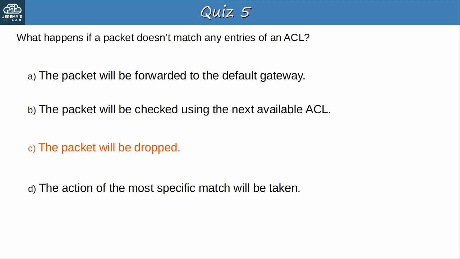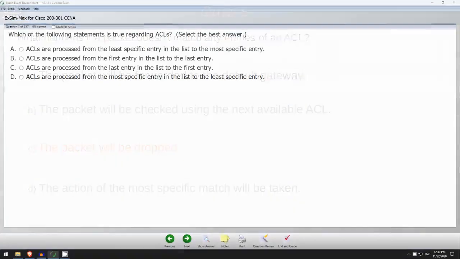Okay, that's all for the quiz. Now let's take a look at a bonus question from Boson XSIM for CCNA. Okay, here's today's Boson XSIM practice question. Which of the following statements is true regarding ACLs? Select the best answer. A. ACLs are processed from the least specific entry in the list to the most specific entry. B. ACLs are processed from the first entry in the list to the last entry. C. ACLs are processed from the last entry in the list to the first entry. Or D. ACLs are processed from the most specific entry in the list to the least specific entry.